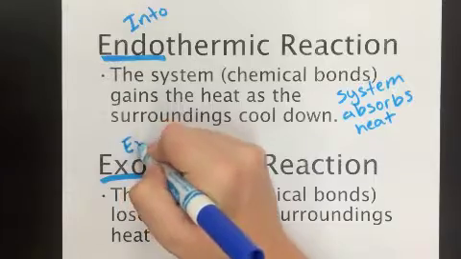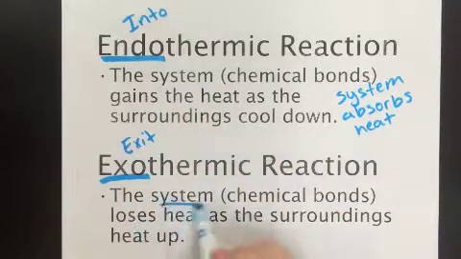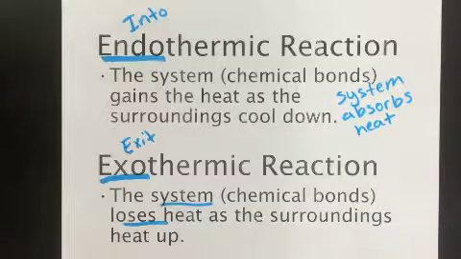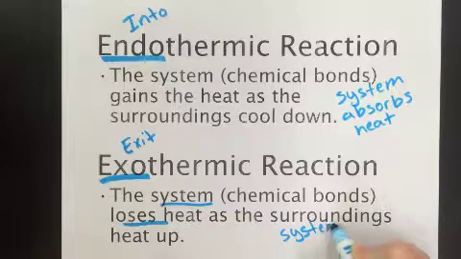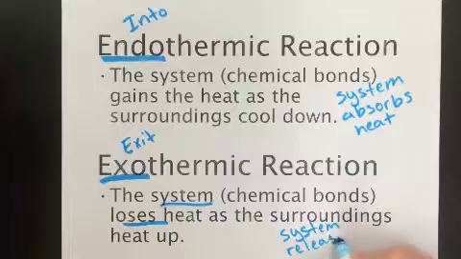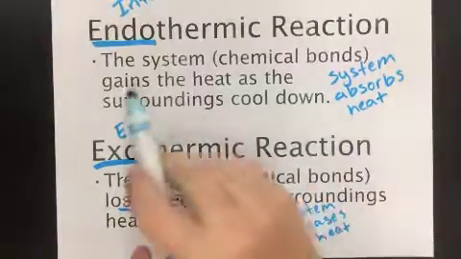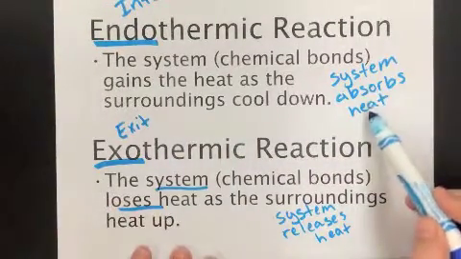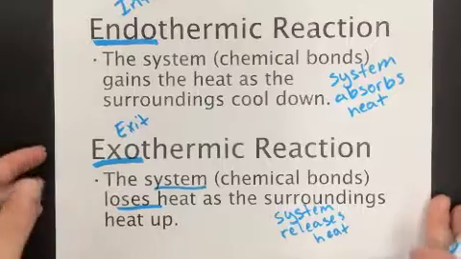Exo, exactly what it means, exit. Your system loses the heat. So this means your system releases heat. Okay, so endothermic means the system absorbs heat. Exothermic means the system releases it. And if you can remember what those prefixes are, you should be set on that. Okay?